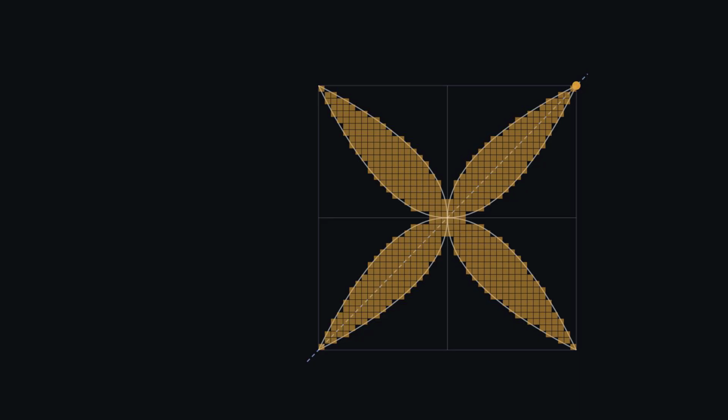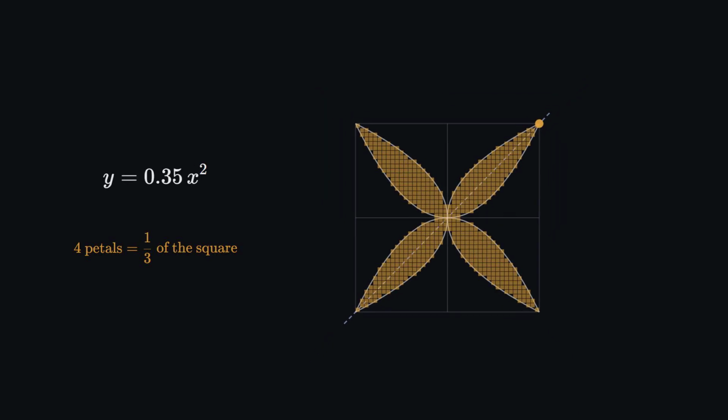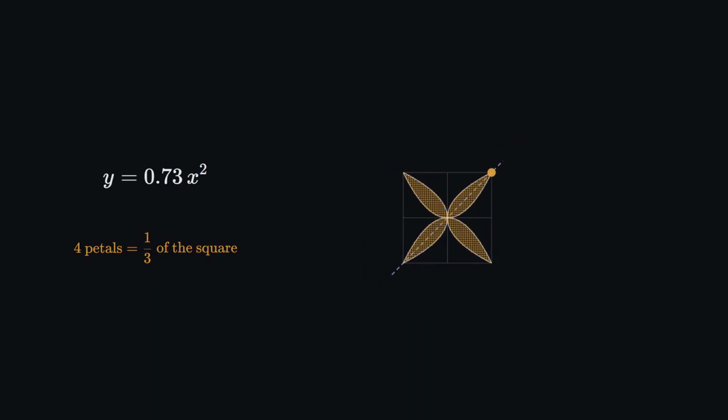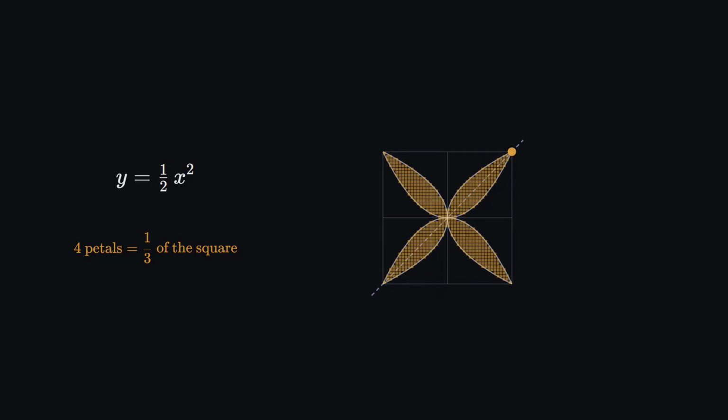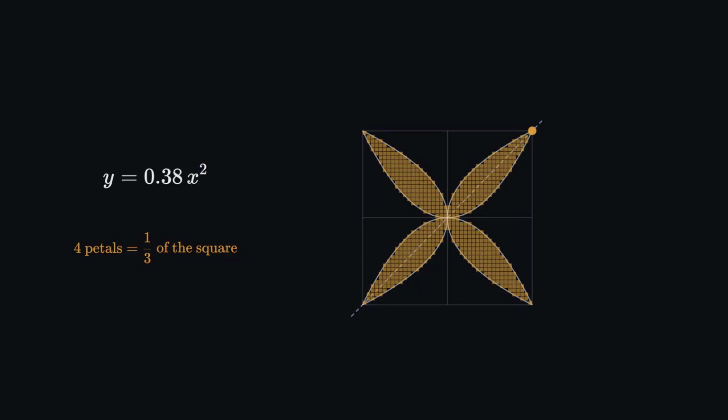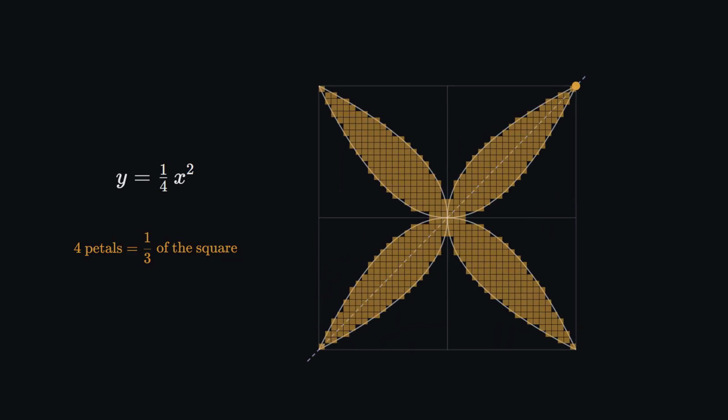The strange thing is that the coefficient, the 1/4, never actually mattered. Repeat this with y equals cx squared for any c, and match the square to where the curve meets the diagonal. The 4 petals still occupy exactly a third of it. This picture isn't a coincidence. It's a family. See you in the next problem.